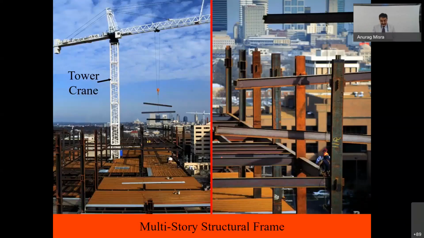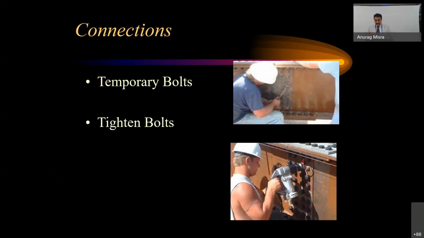So this is again a repetition of what I said, the construction sequence. You can see that decking is going on, the first level is completed, and the second level is being erected right now. So in different levels, the work would go on.